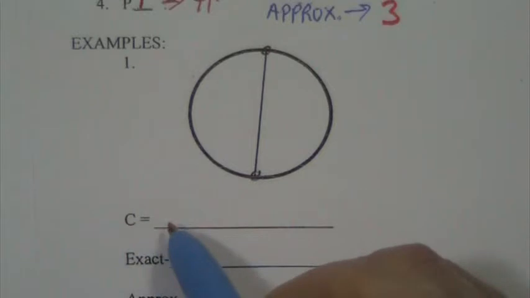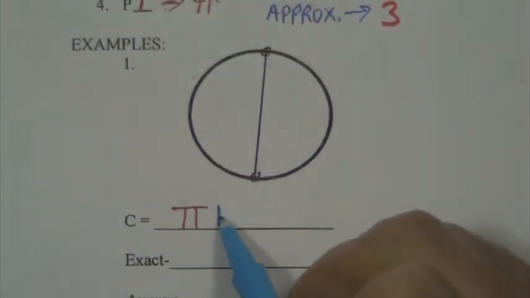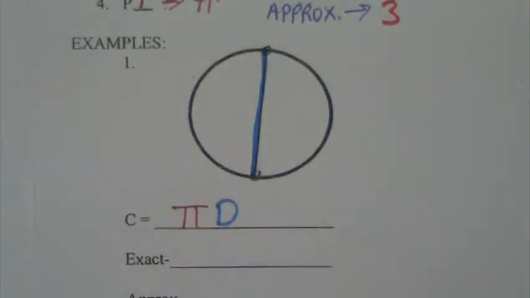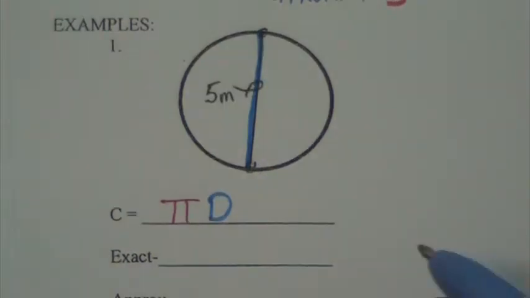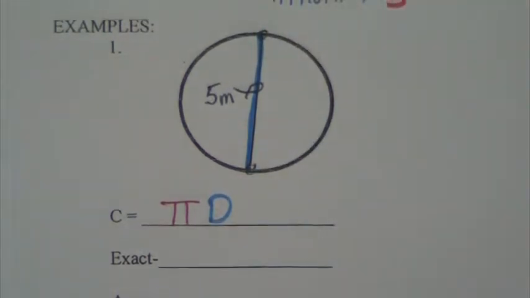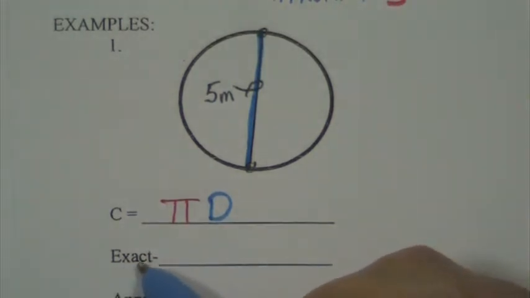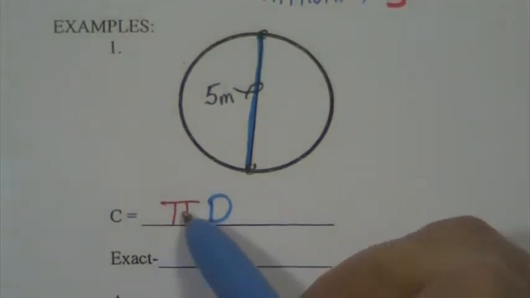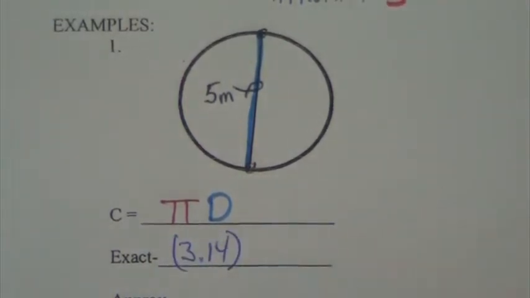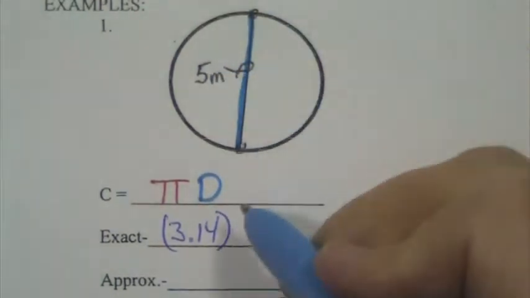So, first of all, let's write the formula. Circumference is pi times diameter. Remember, this is the diameter right here. Okay, so I put the value of 5 meters here for the diameter. 5 meters. Now pi, this time we're going to do it exact. So if I was to use exact, pi would have to be 3.14. That's the value I would use for pi. Diameter, well, that's all the way across. That's 5 meters.